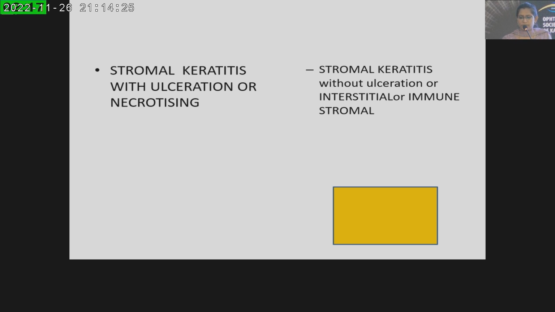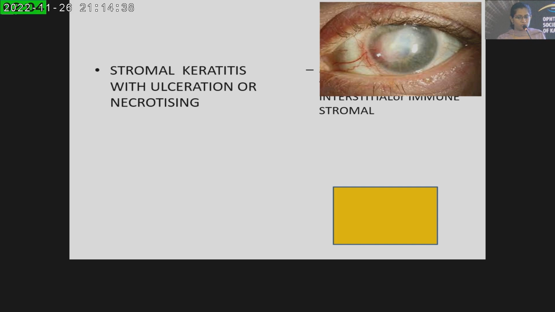The corneal sensations might be decreased, all that will be there. We have to stain this patient to recognize two components of stromal keratitis, whose treatment is actually completely different. So if there is no ulceration, what we are dealing with is more commonly known as the interstitial or the immune stromal keratitis.